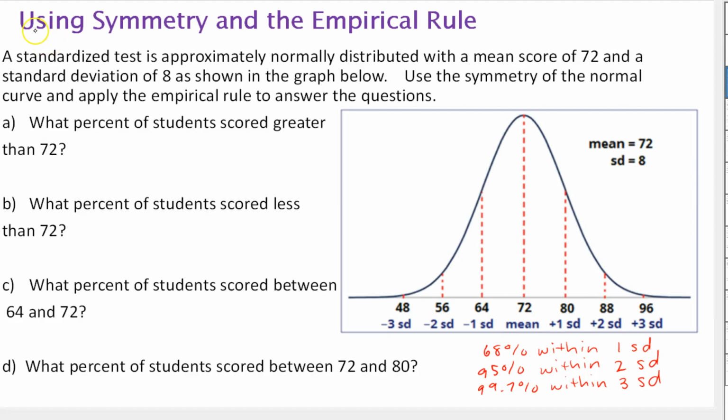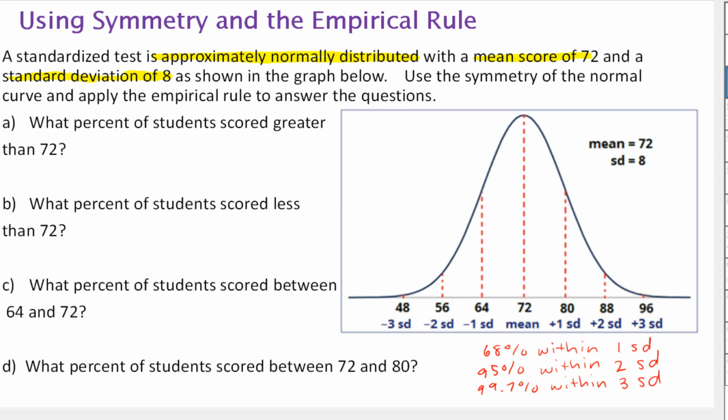In this video, we're going to learn to use symmetry and the empirical rule. A standardized test is approximately normally distributed, so the scores are approximately normally distributed, with a mean score of 72 and a standard deviation of 8, as shown in the graph below. So we're given a sketch of the normal curve, and it's labeled with a mean of 72 and a standard deviation of 8 for us.